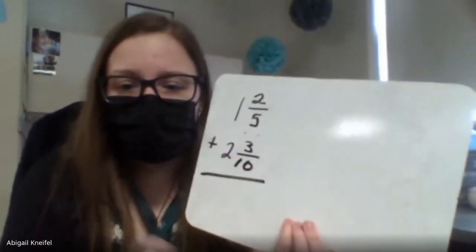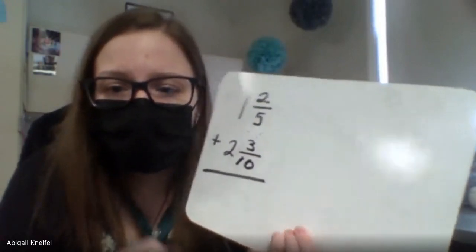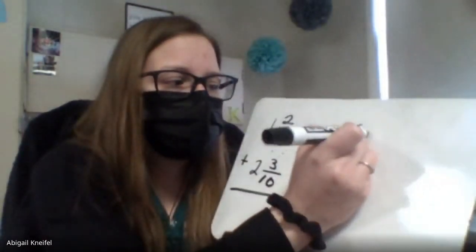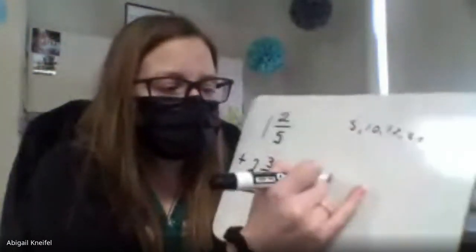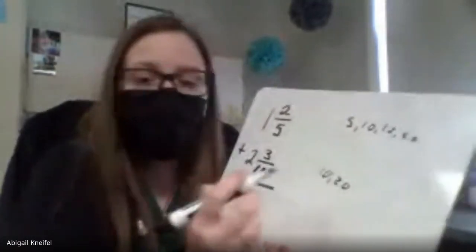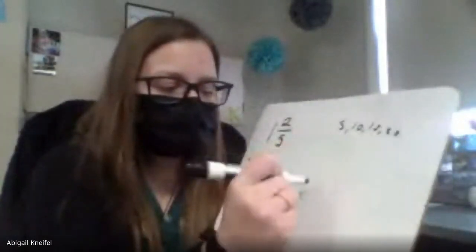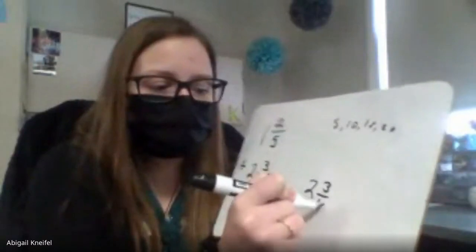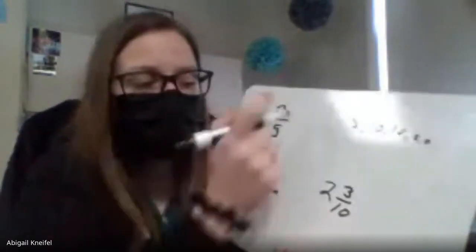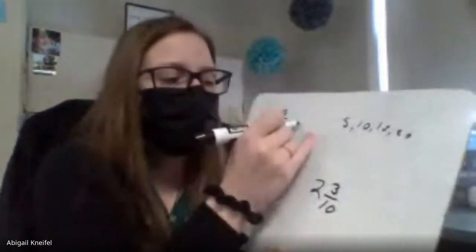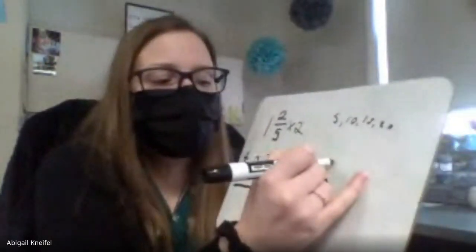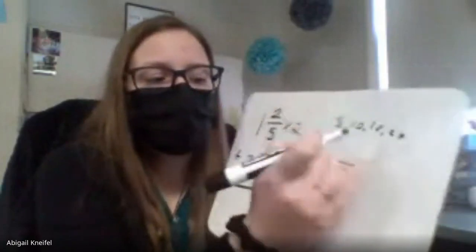All right. So, the first thing I have to do is find my LCD, least common denominator. Okay, well, I'm going to count by 5s first. 5, 10, 15, 20. That should be high enough. 10, 20. Oh, look. 10 is our common denominator. So, I don't even need to change 2 3/10. I can leave that just like that. But I do need to change 2/5. To get to 10, I multiply 5 by 2. So that makes my denominator 10. That makes my numerator 4.